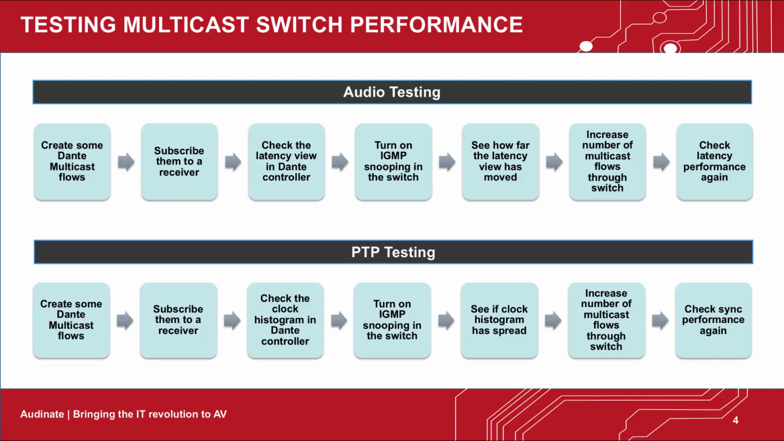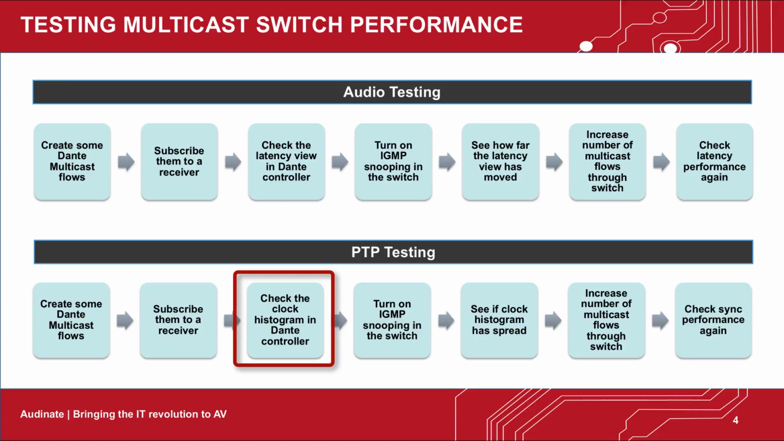Here's a recipe to diagnose if your switch is up to the task of forwarding multicast traffic. Test the audio, then the PTP using the latency graph and the clock histogram. For audio testing, create some Dante multicast flows, then subscribe them to a receiver. Check the latency view in Dante Controller, then turn on IGMP snooping in the switch. See how far the latency view has moved. Increase the number of multicast flows through the switch. Check latency performance again.